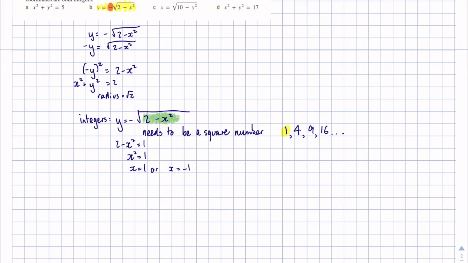The points on that curve, if x equals 1, y equals negative root 2 take 1 squared, so y is going to be negative 1. And same if x equals minus 1. Y equals negative root 2 take negative 1 squared. It's still going to come out as negative 1. So that's those.